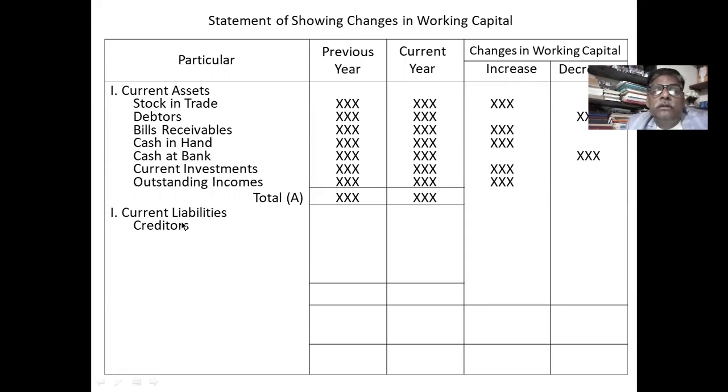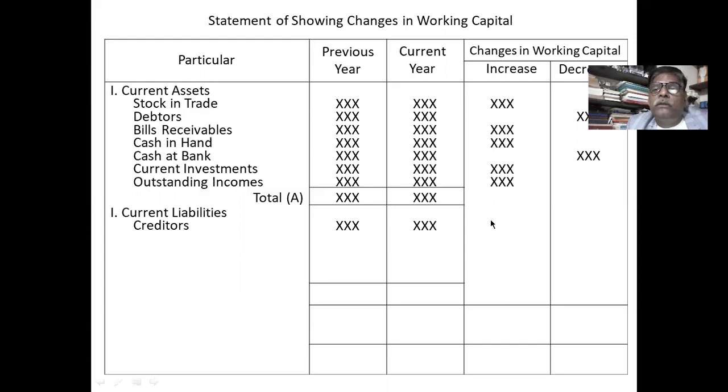Current liability items. First is creditor. It is trade payables. For creditors, take the previous year and current year, and the difference goes to the opposite column. Remember this. You have to take the difference. If there is an increase in creditor, you record in the decrease column. If there is a decrease in the current creditor, you record in the increase column. Opposite column you record. Increase goes to decrease column. Decrease goes to increase column.